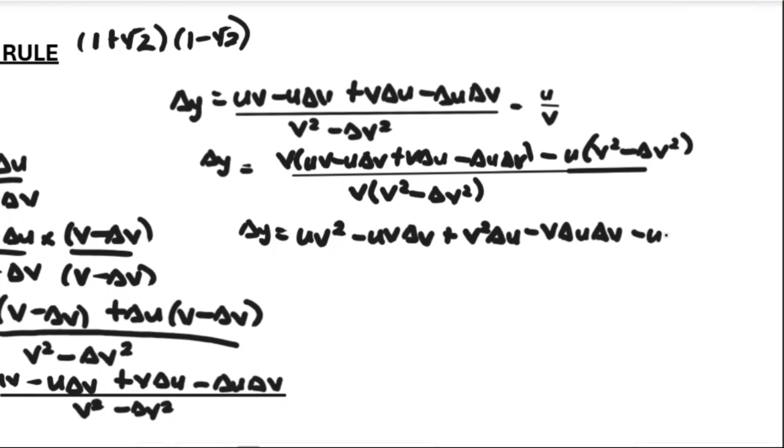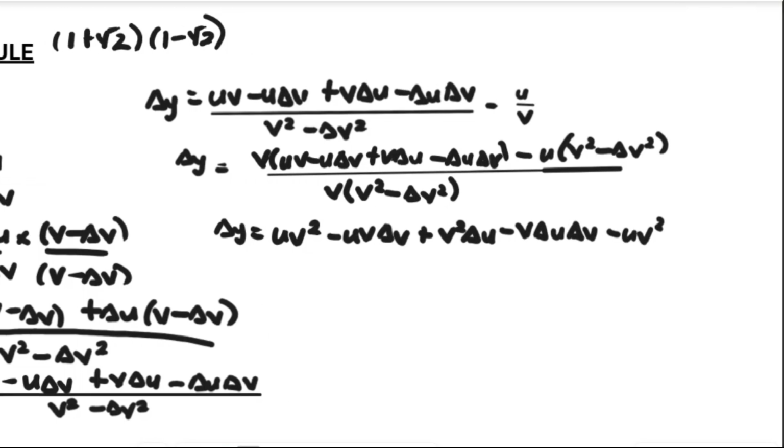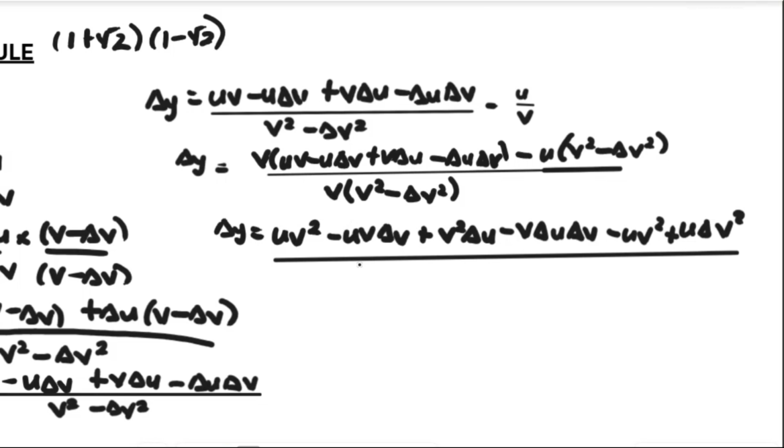This will give us uv squared plus, minus u times minus times minus will give us plus. Now u times delta v squared will give us u delta v squared. So everything is still being divided by v over v squared minus delta v all squared.